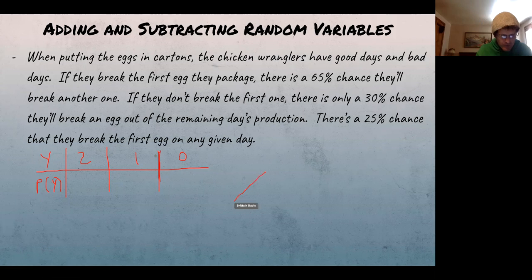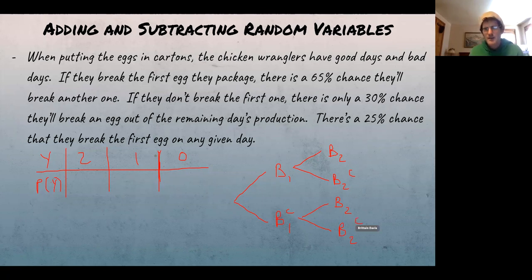So we could do the first egg breaks or doesn't break. And then from there, I'll just call this B sub 1. Then we could break a second egg or not break a second egg. Break the second egg or not break the second egg here. So I don't necessarily like this notation I picked, but if you can follow along with that. So B complement means we don't break.